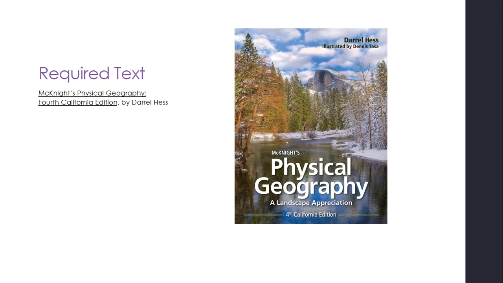Your required text for the course is McKnight's Physical Geography, 4th California edition, which you can see here. You can also use the 3rd California edition. That should also be fine. And in addition, you can use the non-California edition, which is actually on the 12th edition right now, or you can use the 11th edition of that. Not a lot changes between these textbooks, some of the examples that they give, but for the most part, our understanding of the atmosphere has remained constant for the past couple editions of this book.